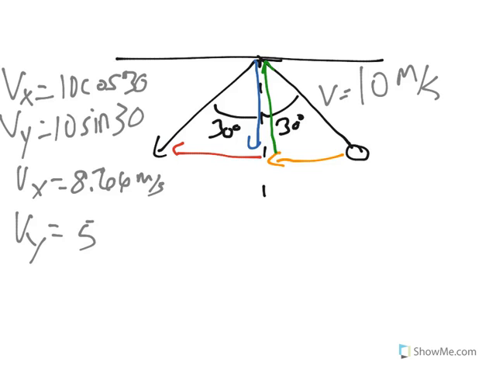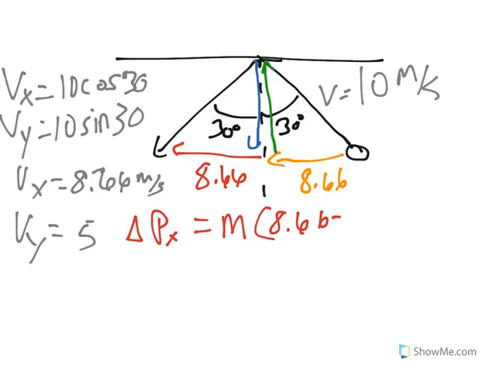Alright, so why did we have to do that? Well, it's because since it's at an angle, it changes things a little bit. In the x direction, you'll notice that it's 8.66 to the left, and then again 8.66 to the left, right? So nothing changed in that one. It was still to the left. So if we did the change in momentum in the x, it would be mass times 8.66 minus 8.66, which would be equal to 0. So there was no change in momentum in the x.